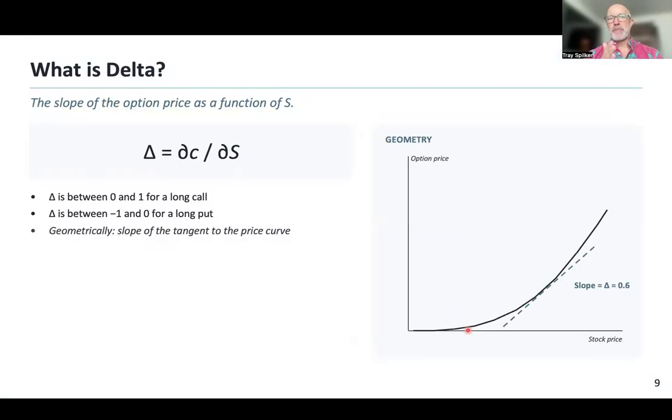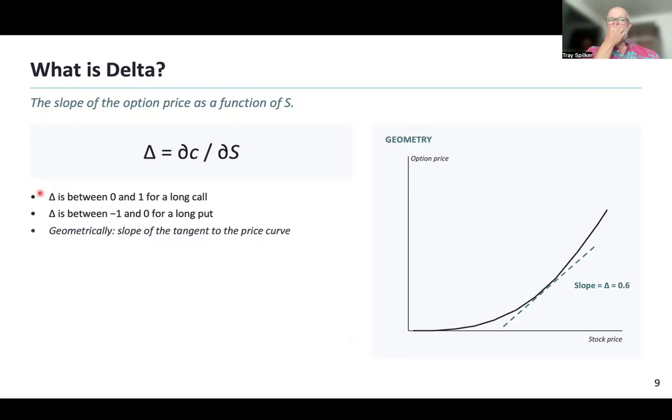This is called delta. Definitionally, delta is just the first partial derivative of the option price with respect to the underlying shares. It basically tells you how much the option price moves for a $1 move in the stock. So for a long call position, delta ranges between 0 and 1. If it's a deep out of the money call option, delta's close to 0. If it's a deep in the money call option, then delta is going to be near 1. And of course, if you're at the money, then delta is going to be near 0.5.